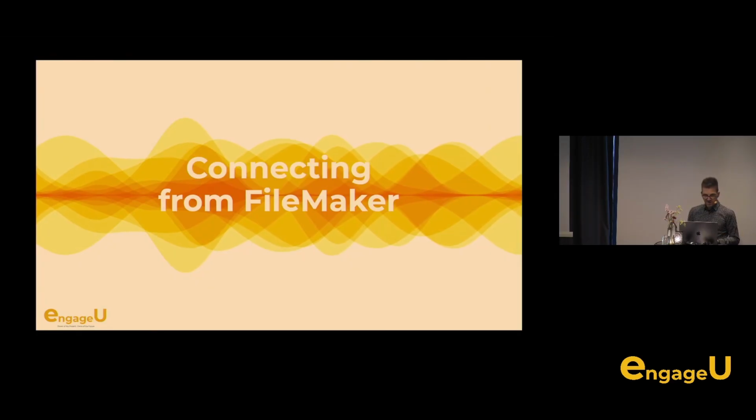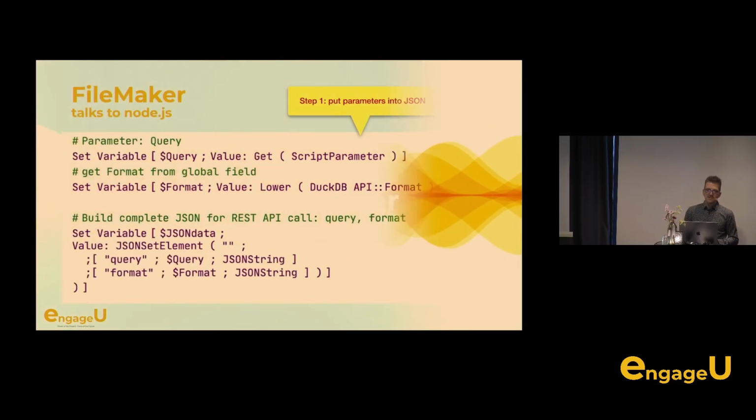I explain in short how it works from the FileMaker side. It's just one simple script to get parameter. The parameter is the text of the SQL query we want to send over to DuckDB. Then we have a second parameter for the format, because I thought it would be nicer if this REST API from Node.js can provide other formats as well, so we can get text or JSON or HTML or formatted HTML.